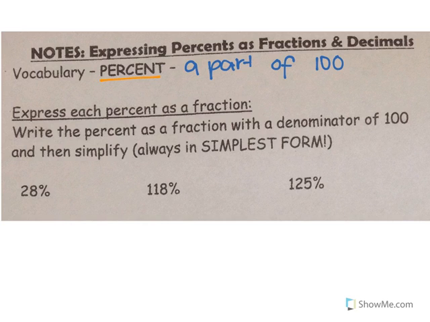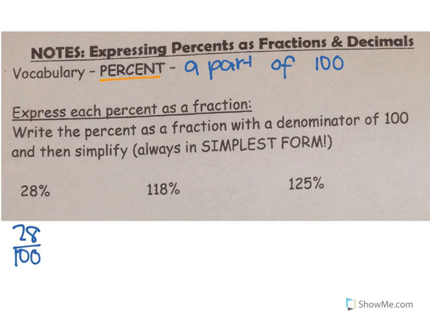So when we're converting percents to fractions, we write the percent as a fraction with the denominator of 100, and then we simplify. You always want to put your fractions in simplest form unless you are being told to do otherwise. So let's start with 28%. I'm going to write it with a denominator of 100. So 28 100ths looks like this. And then I simplify. I'm going to put it in the simplest form.